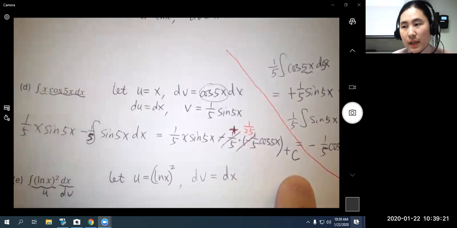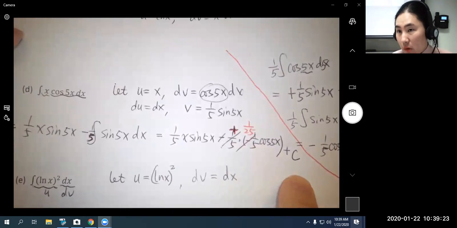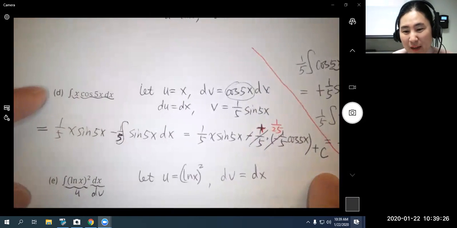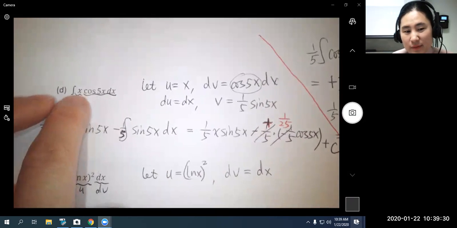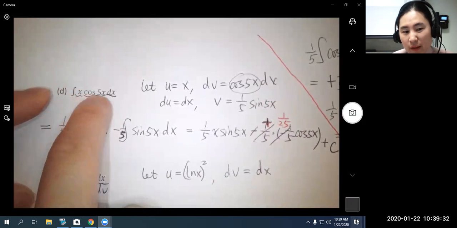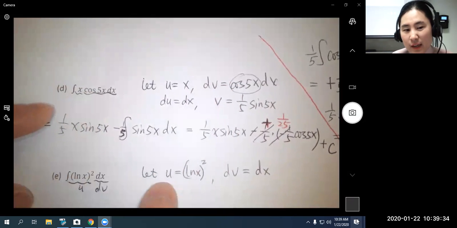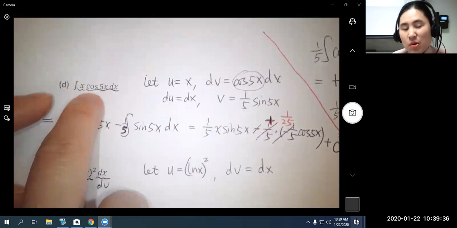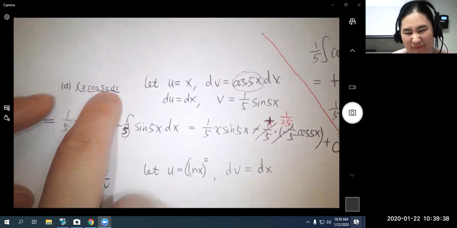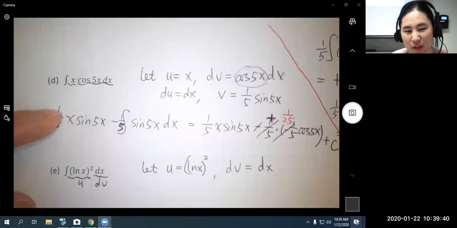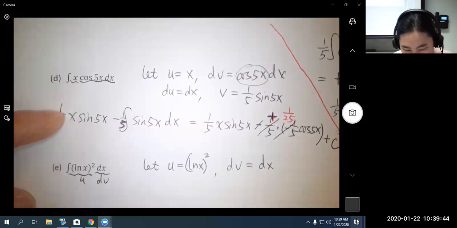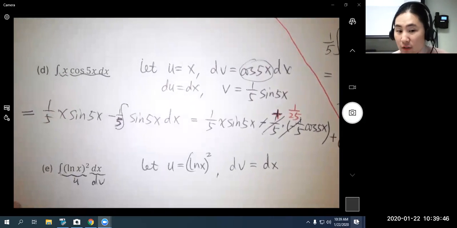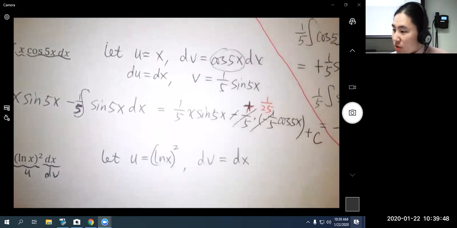Is this question challenging? No? Okay, I hope to see that it's not that challenging. We let x be u, and then the leftover to be dv, okay? So compared with the polynomial, trig is not a good candidate for u. All right, so can we move on to the hardest question, I would say?